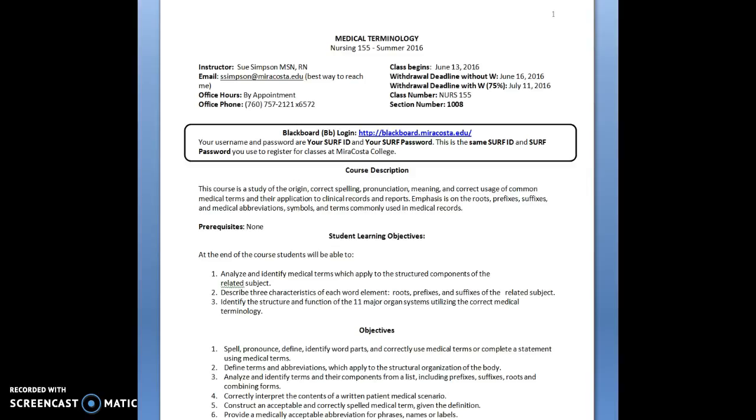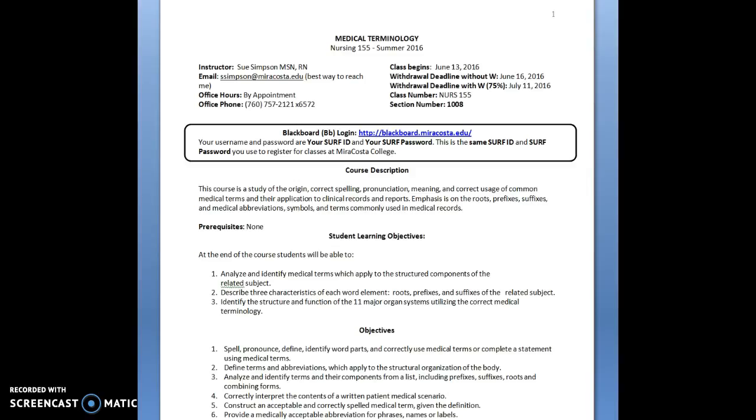So the class number is 155. The section is 1008. Obviously, there's some information that the college wants with those numbers, so I have given them to you. This class is done entirely on Blackboard. Here is your login information. You use your SURF ID and your SURF password. Please remember these. Also, it's important to get your email correct in SURF as well as in Blackboard, because we use those two reference points to send you information.